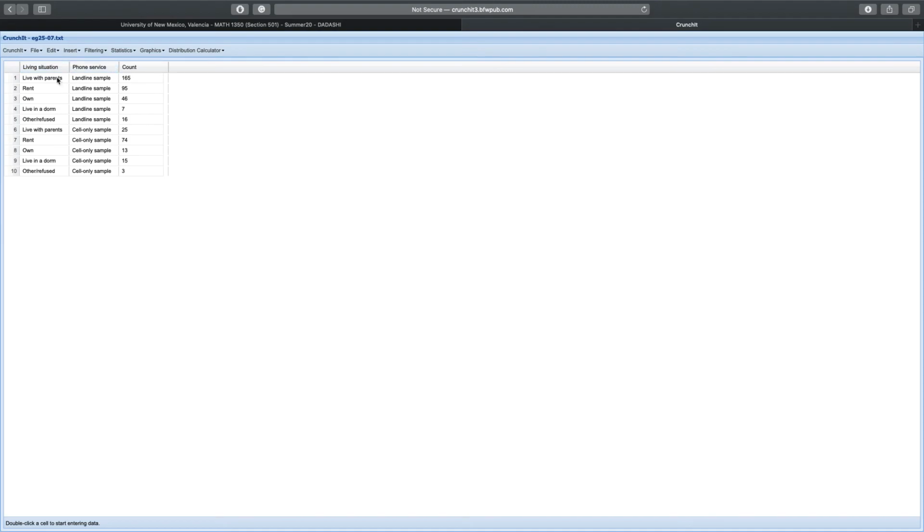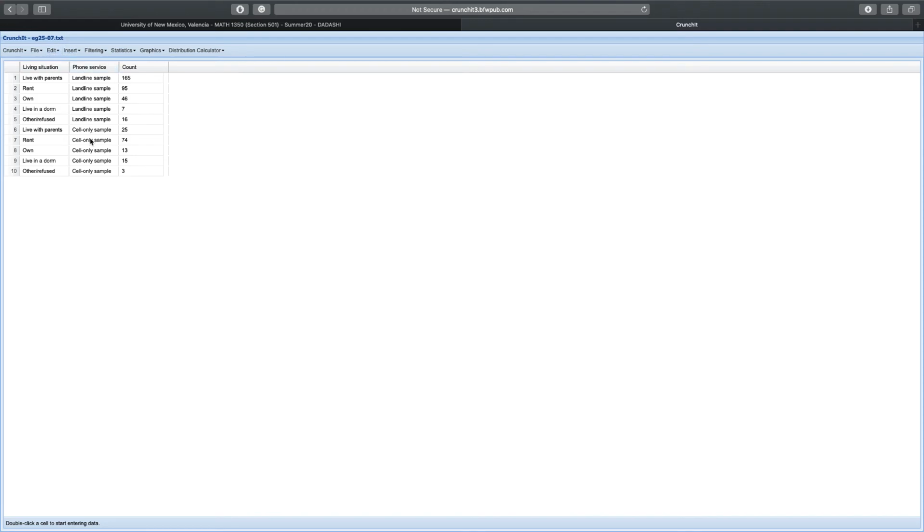We have 1, 2, 3, 4, and 5 different living situations. And we have two different phone services, which means we have two categories. And we have count here. Count means there are 165, for example, observations who have a landline and they live with their parents. So we want to see the relationship between these two.